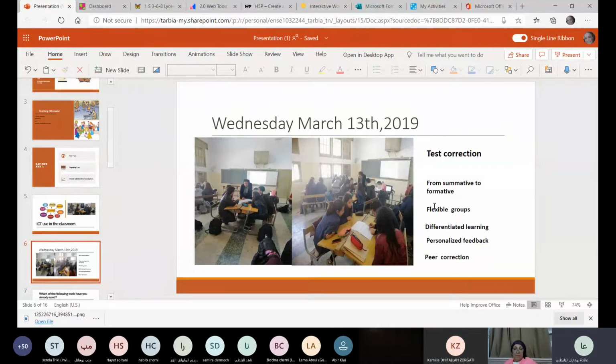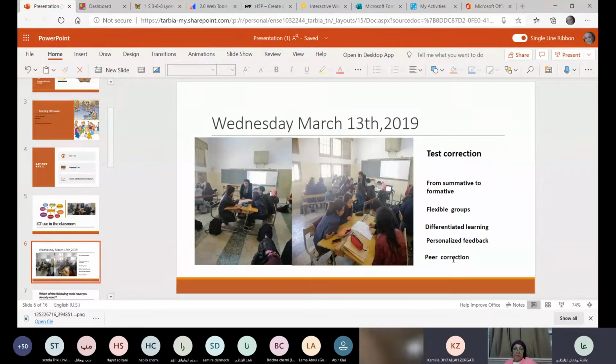This will go with flexible groups, and this will go also with dealing or coping with the weaknesses of the students and trying to help them get through it. Now, personalized feedback. So the feedback will go to each student, that is with his name on it. But all this was not done interactively. That is, I did it with a pen and a sheet of paper.